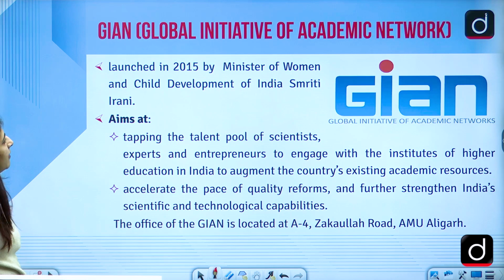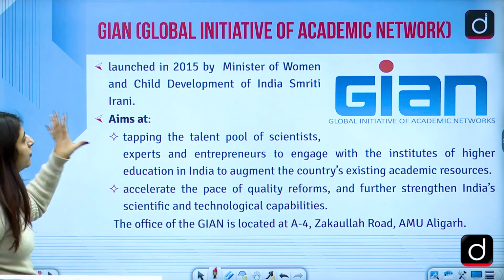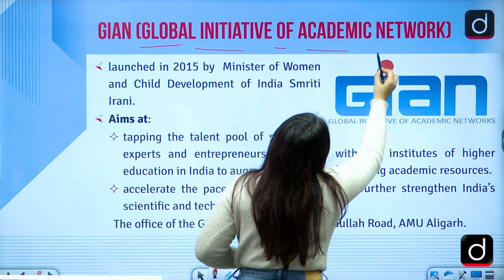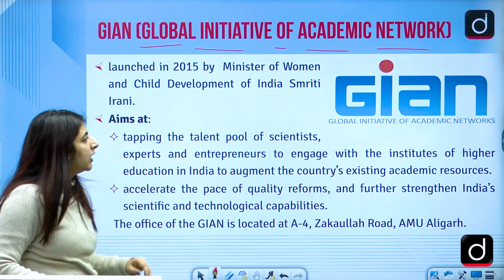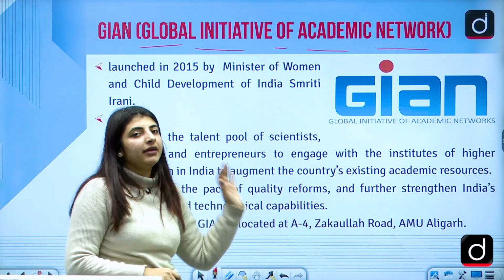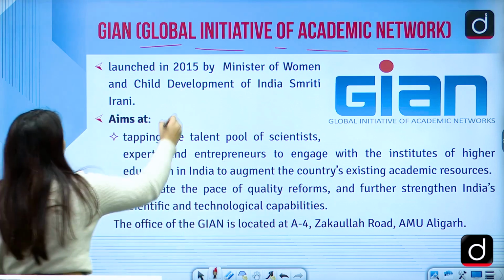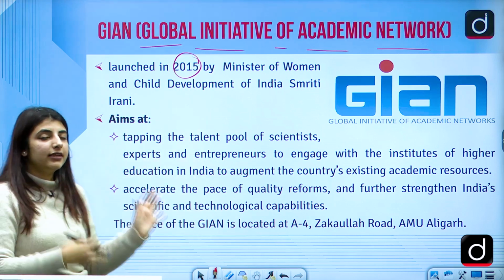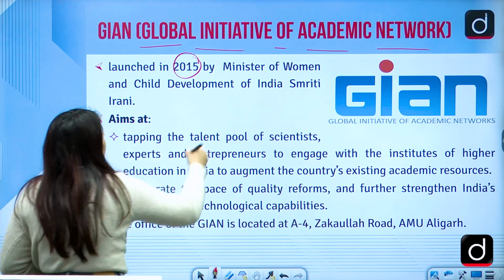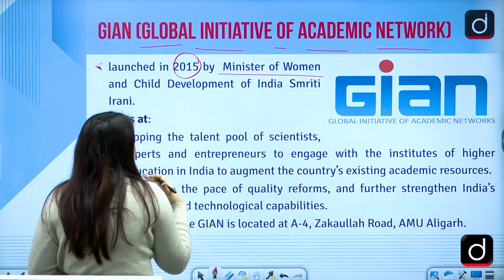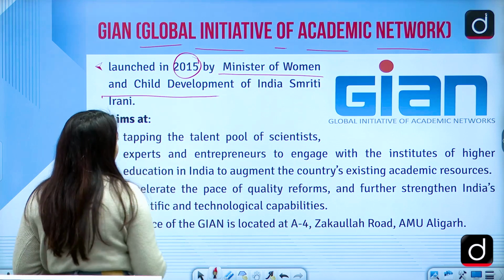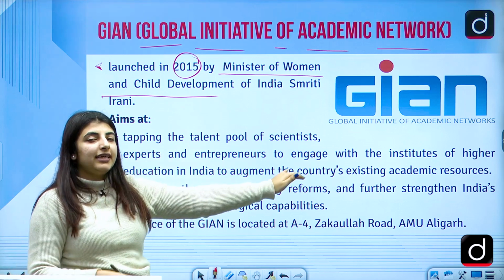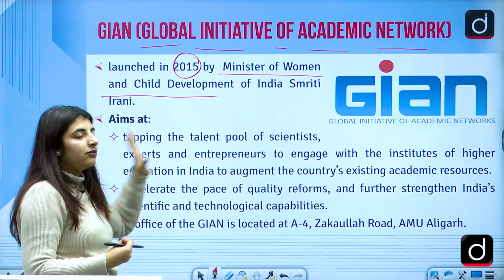The other thing that we have here is Gyan. The full form of Gyan is Global Initiative of Academic Networks, right? And it was launched in 2015, the same year as the launch of the scheme Imprint. It was launched by today's Minister of Women and Child Development of India, that is Smriti Irani. So she launched this very scheme titled Gyan. Write this down, right?